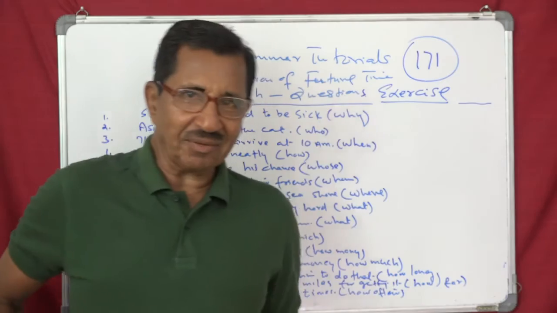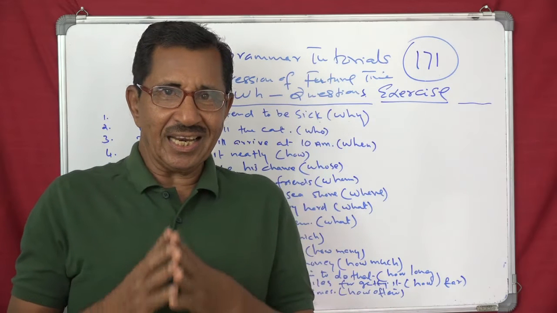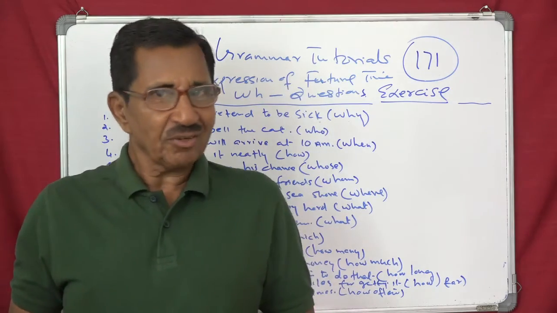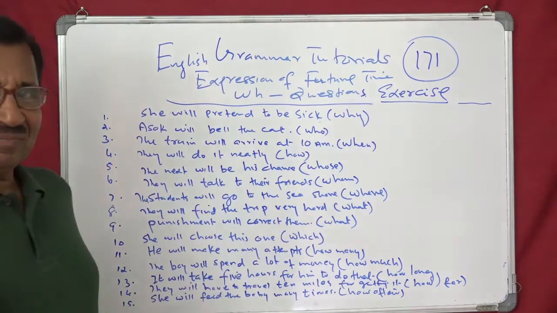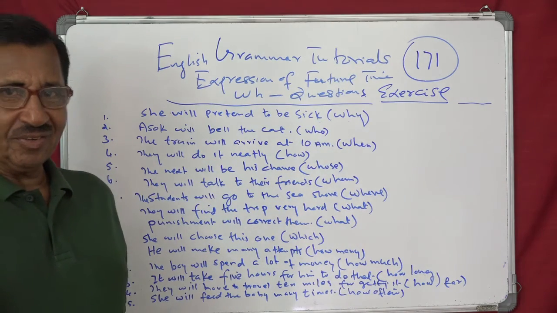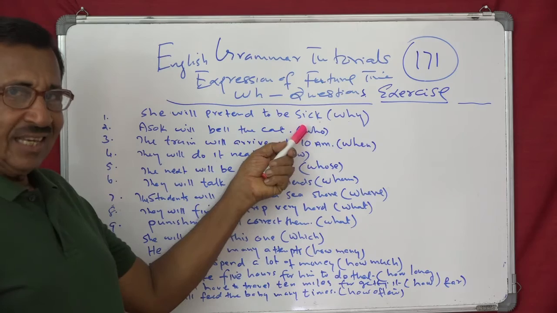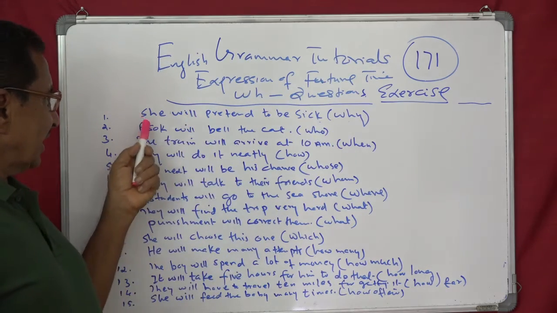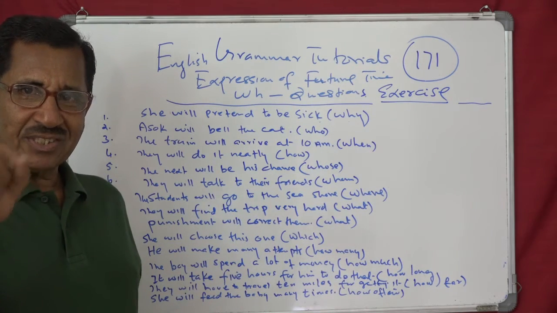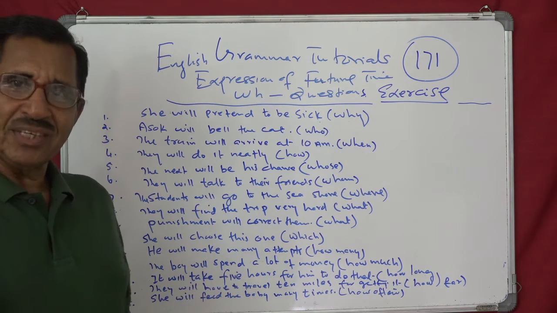Alright, let's begin. Remember, the first step is to change the sentence into a yes or no question and then use the appropriate question word. So here we are. She will pretend to be sick. First you will say, will she pretend to be sick? Then, why will she pretend to be sick? There should be some reason, so that's why she will pretend to be sick.